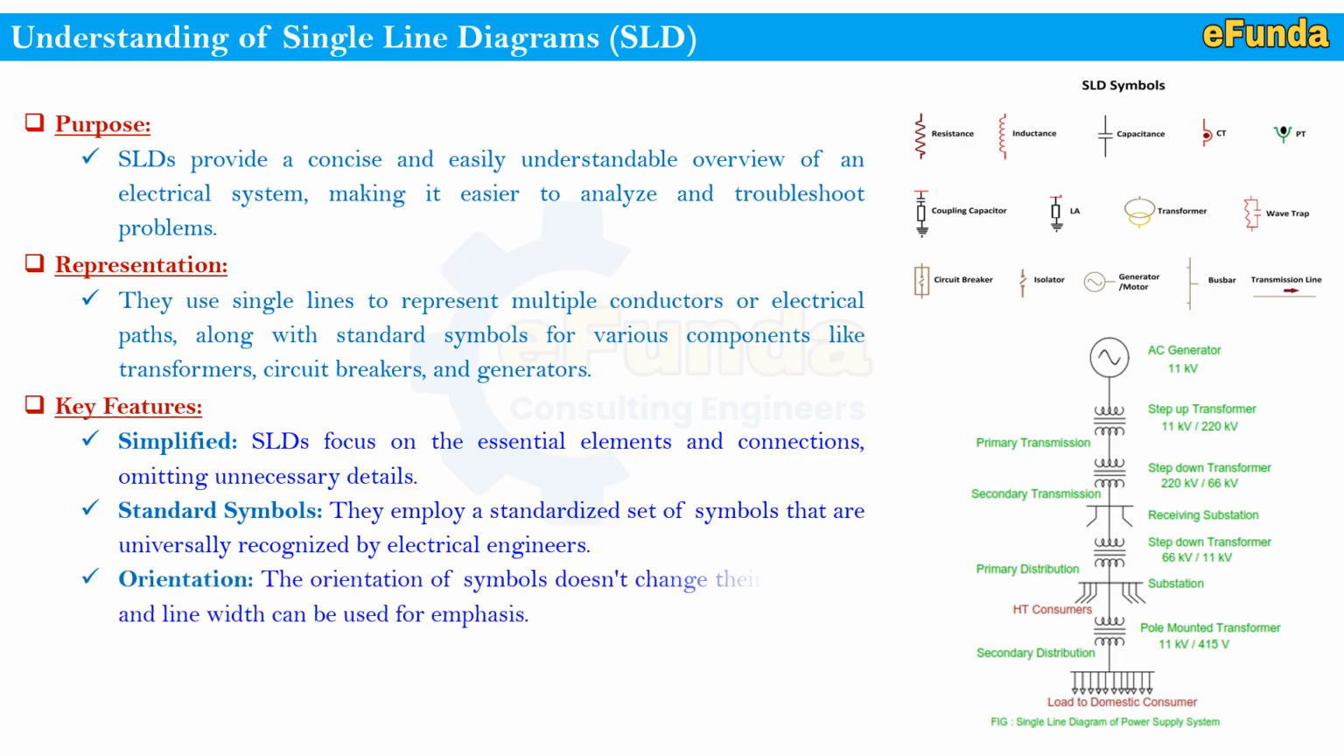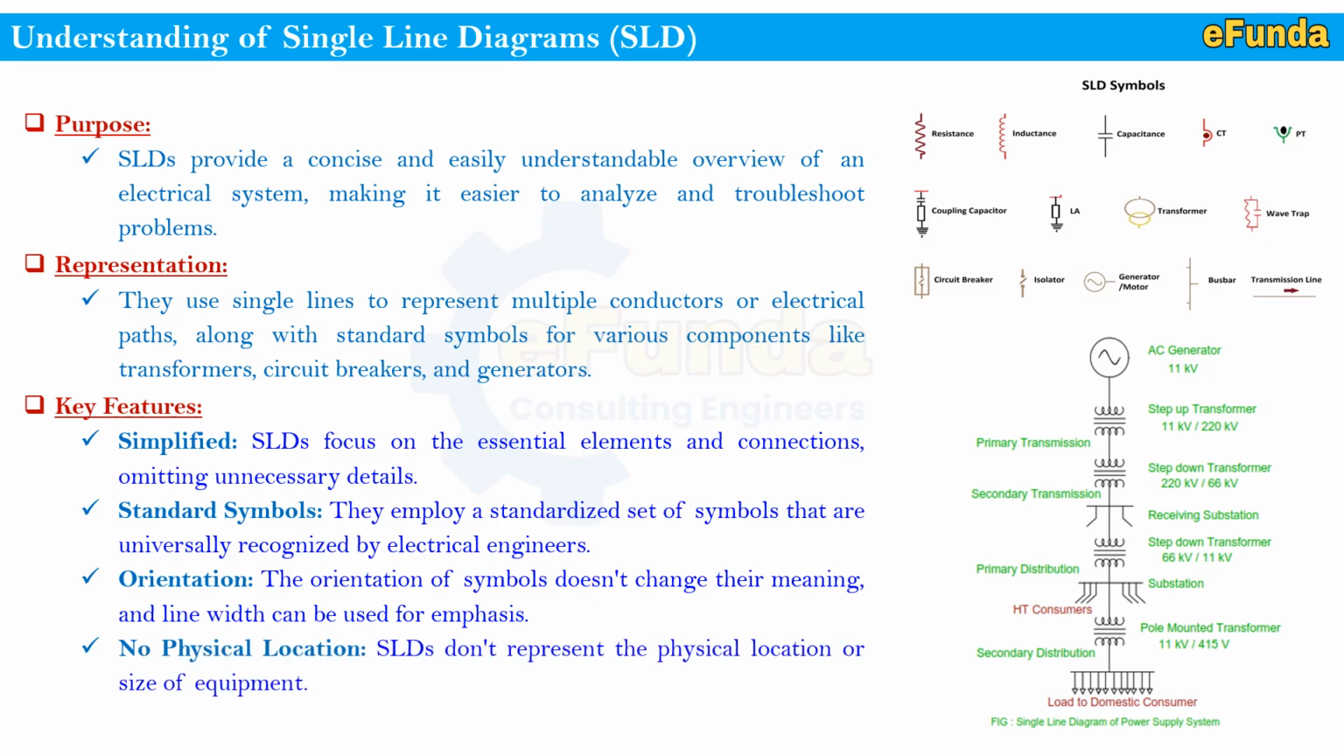Orientation. The orientation of a symbol doesn't change its meaning, and line width can be used for emphasis. No physical location. SLDs don't represent the physical locations or the size of the equipment. As one can see in the second figure, starting from the AC generator, going ahead with a step up transformer which will change 11 kV to 220 kV, then goes to primary transmission where step down transformers are used, where the 220 kV is reduced to 66 kV at the secondary transmission.